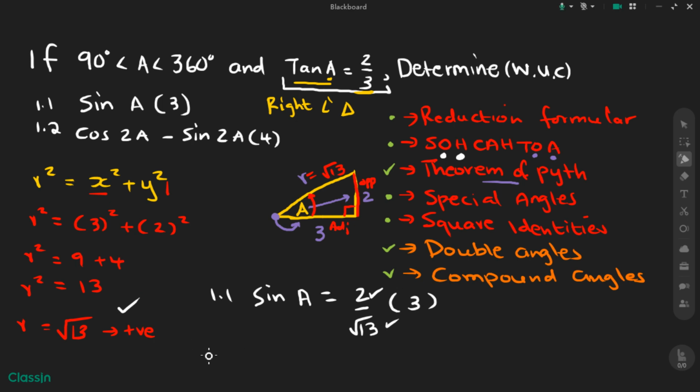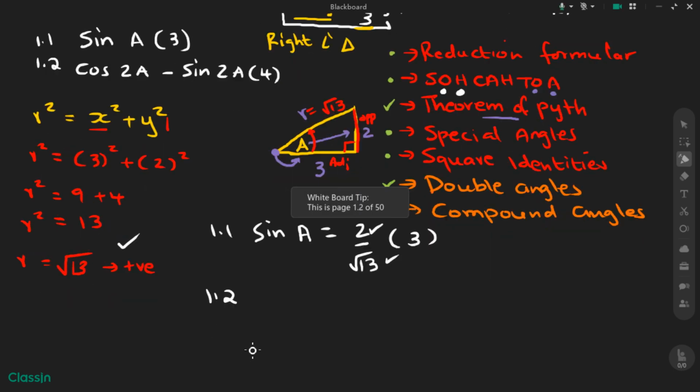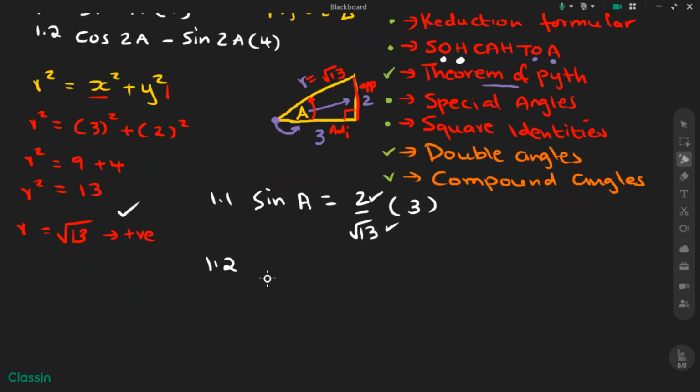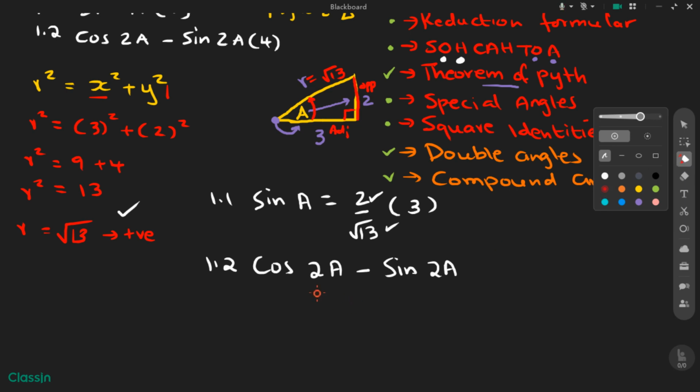Now, we are on 1.2. On 1.2, we have cos 2A minus sine 2A. This is question number 2. There is a 2 here and a 2 here. So our cos has got 2A and our sine has got 2A. Don't make a mistake.